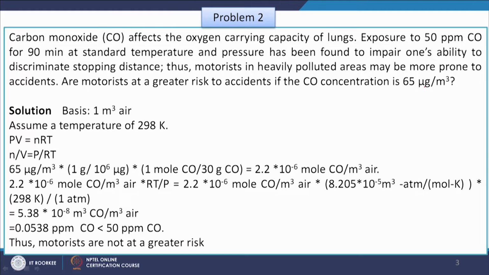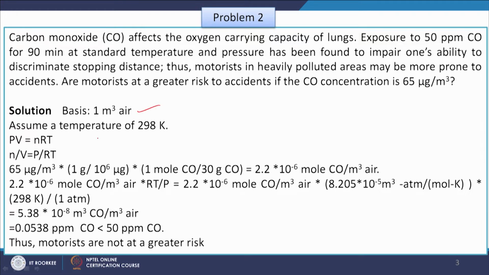So, this is also a similar type of question where the CO concentration is given in different units. So, what is the exposure concentration and the concentration at which the impact will be visible. Those two concentrations are given in different units. So, we have to convert these into a single unit. So, again we have to take a basis. So, basis 1 meter cube air.